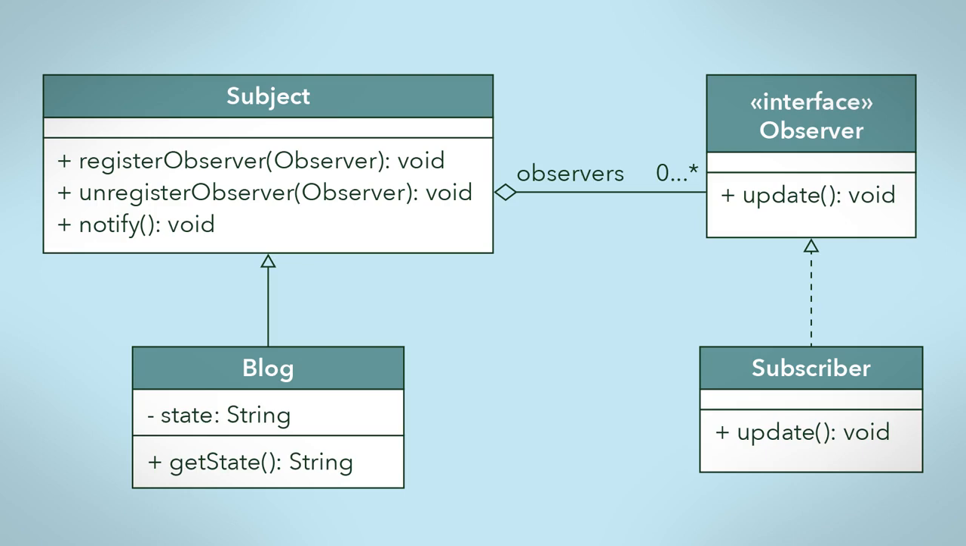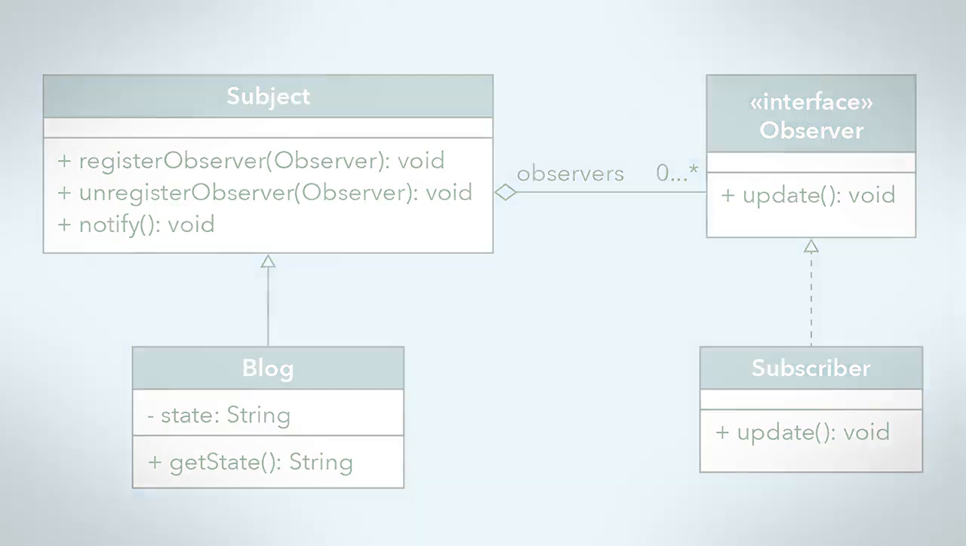The observer interface only has the update method. An observer must always have some way to update itself. Without the ability to be told to update, an observer wouldn't be informed of changes in the subject. The subscriber class implements the observer interface, providing the body of an update method so a subscriber can get what changed in the blog. Note that a subject may have 0 or more observers registered to it at any given time.